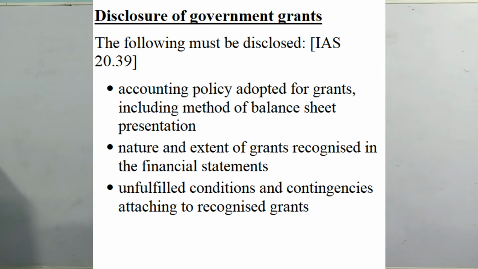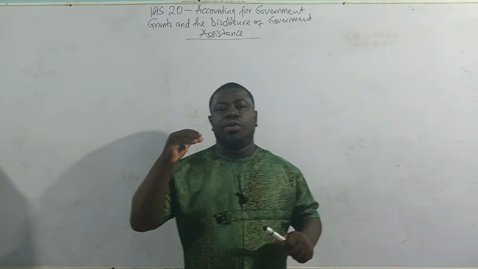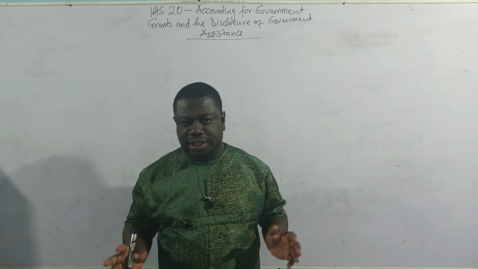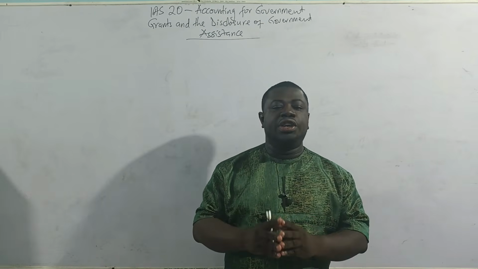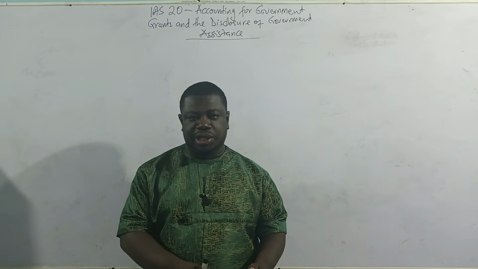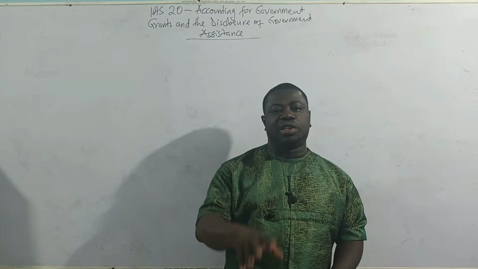So we begin with the disclosure of government grants. The financial statement must disclose the following in relation to IAS 20 government grant. 1. The accounting policy adopted for grants, including method of balance sheet preparation. So what we are trying to say is that when you prepare your financial statement and you have a grant... if there was no grant received from government, meaning you didn't recognize any grant in your financial statement, there will be no need to disclose this information. This information will be disclosed because there is a grant.